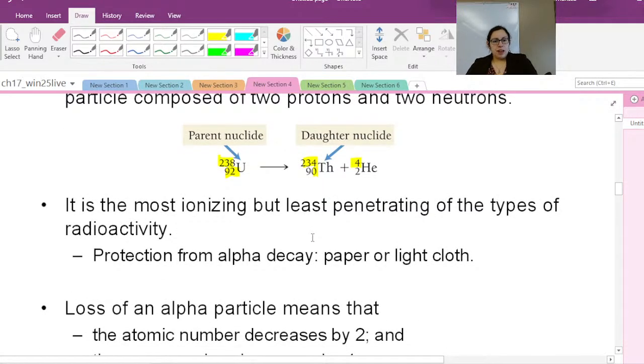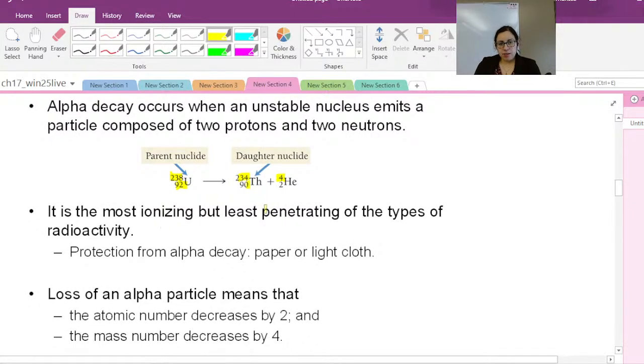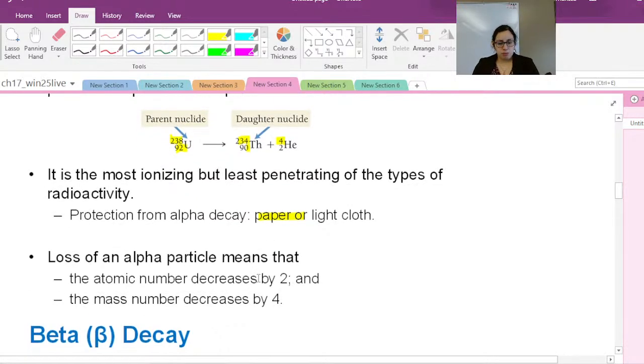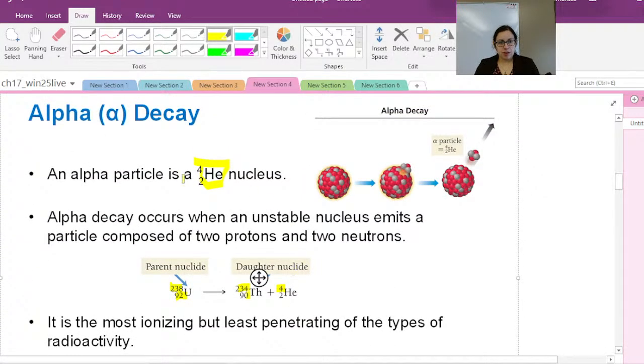And so alpha decay is the most ionizing but least penetrating. So you can protect yourself with clothing or paper, cloth. And again, when you lose your alpha particle, the atomic number decreases by 2, and our mass number decreases by 4 there. So again, you can see how that adds up.